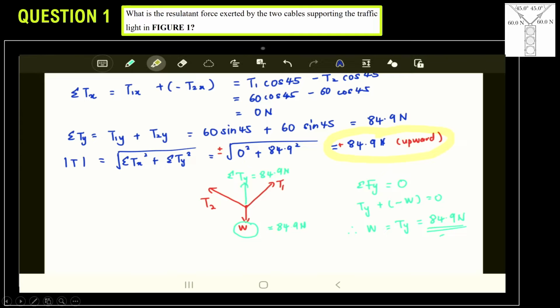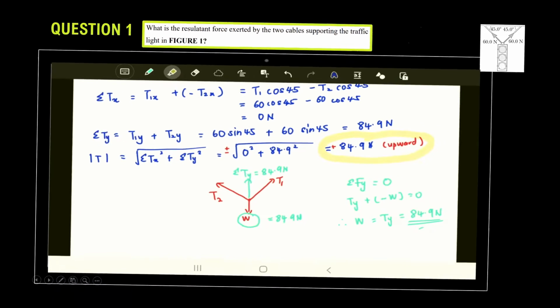So positive value, we accept positive value because there is an upward force that supports the traffic light, that supports the weight of the traffic light. Okay? So let's proceed to question number 2.